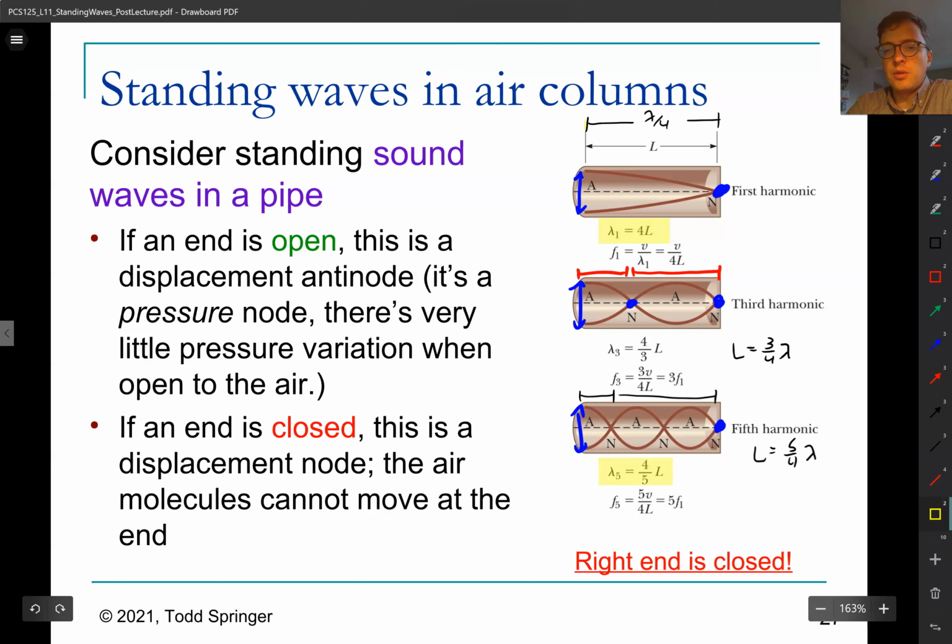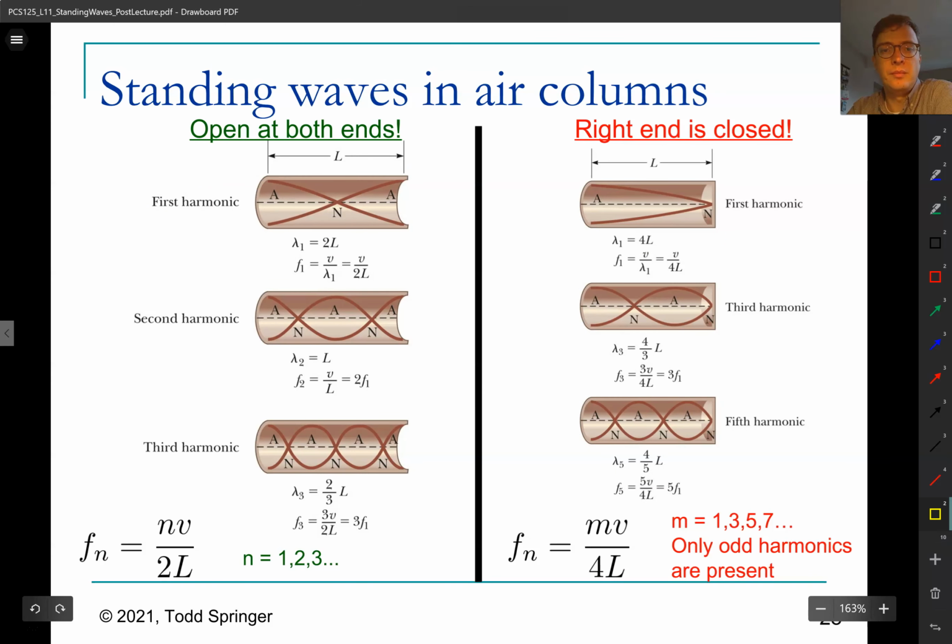You see, the frequencies which are allowed are different if I have one end open compared to if I have both ends open or both ends closed. So let me try to summarize that. On the left side, I've got open at both ends. And this formula for the allowed frequencies for the standing waves is the same as the one we saw before, nv over 2L, for the string fixed at both ends. n is 1, 2, 3, and so on. Really nothing that surprising here.